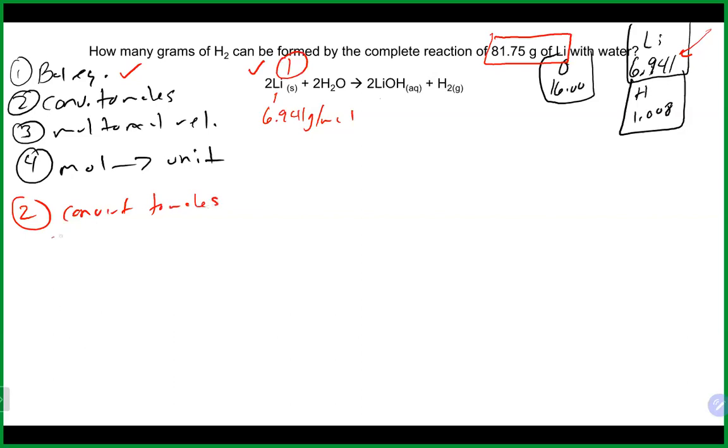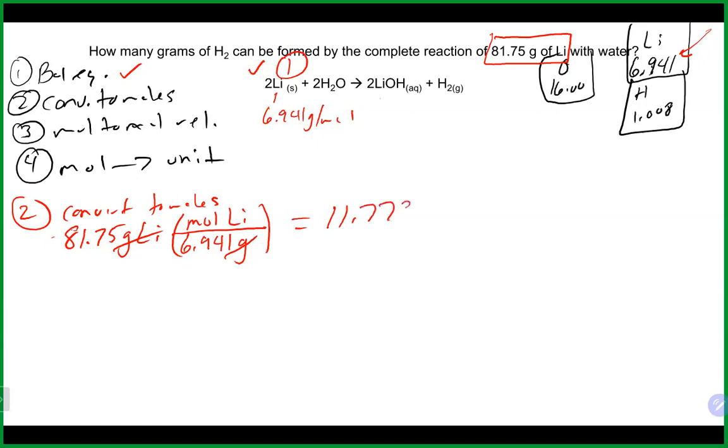And we'll start with 81.75 grams of lithium. Once again, using the molar mass from the periodic table, grams are going to go on the bottom. Moles are going to go up on top. That is going to cancel. And that'll get us 81.75 divided by 6.941. Going to give us like 11.778 moles of lithium at this point. So that takes care of step number 2.